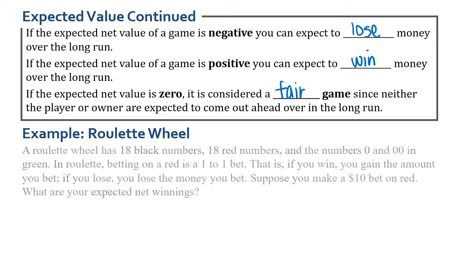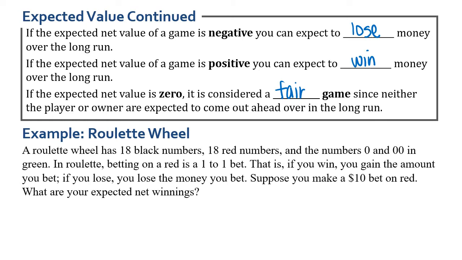So for example, let's look at a roulette wheel. A roulette wheel has 18 black numbers, 18 red numbers, and the numbers 0 and 00 in green. In roulette, betting on red is a 1-to-1 bet. That is, if you win, you gain the amount you bet. If you lose, you lose the money you bet. Suppose you make a $10 bet on red. What are your expected net winnings?